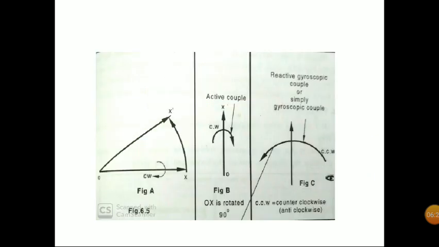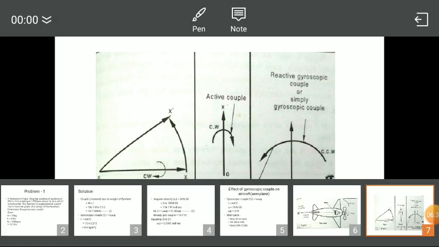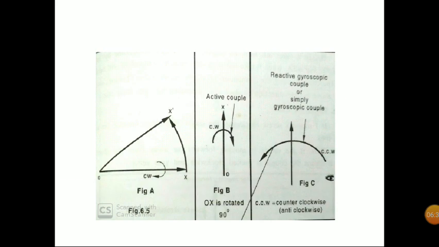So the OX is shifted to OX dash, that is, OX is moving from OX to OX dash, which is a left turn. What we are doing here is, for a left turn, we are making OX turn 90 degrees to the left. So here OX horizontal becomes OX vertical. Turning 90 degrees to the left, it becomes vertical. So now the axis of spin is vertical, that is, OX is now vertical.